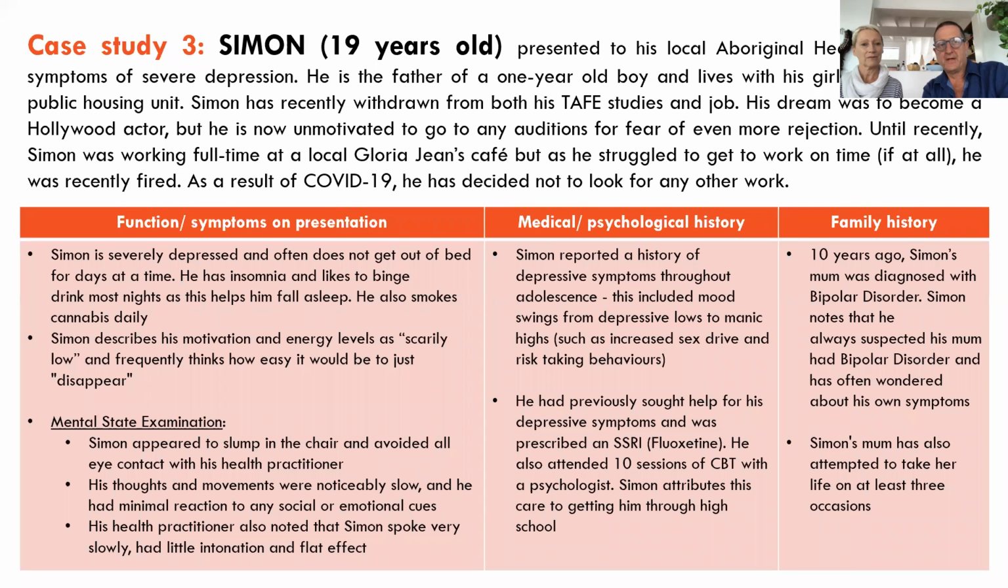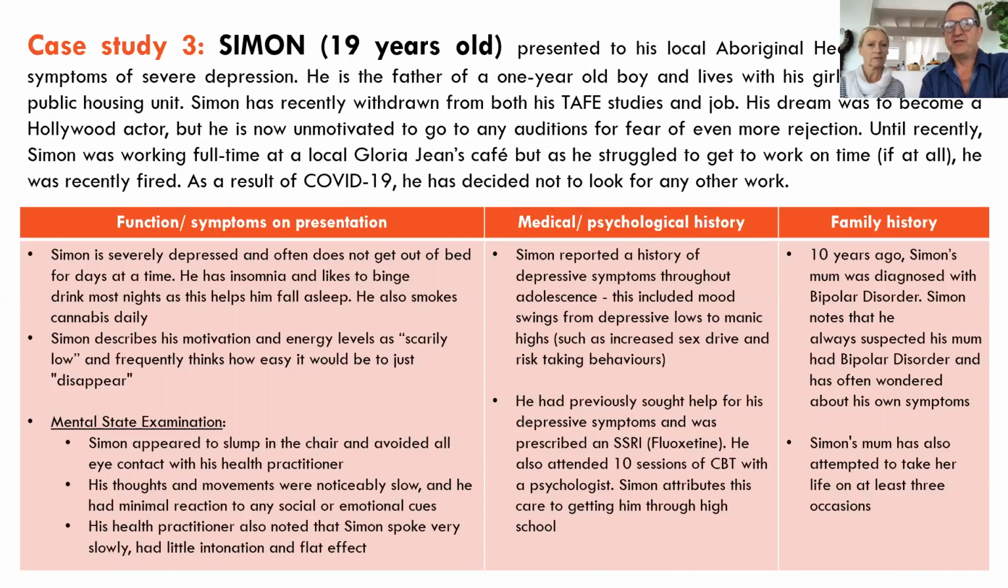Okay, so our final case in this particular case is a young man, Simon, 19 years old, from an Aboriginal background. He's already the father of a 1-year-old boy and lives with his girlfriend in a small public housing unit. He's recently withdrawn from both his TAFE studies and his job. He had ideas about becoming an actor, but now he's unmotivated and has fears of rejection.